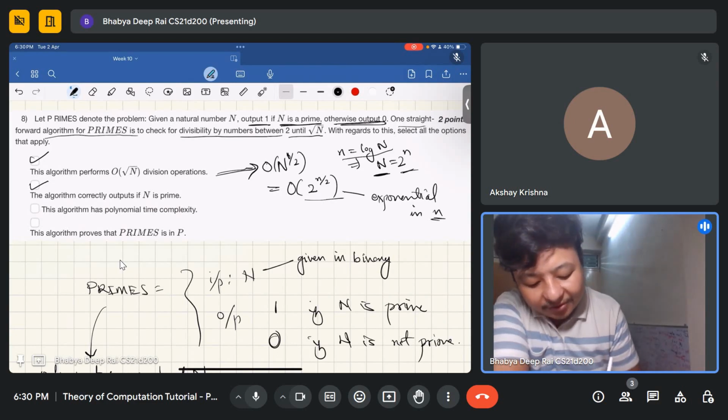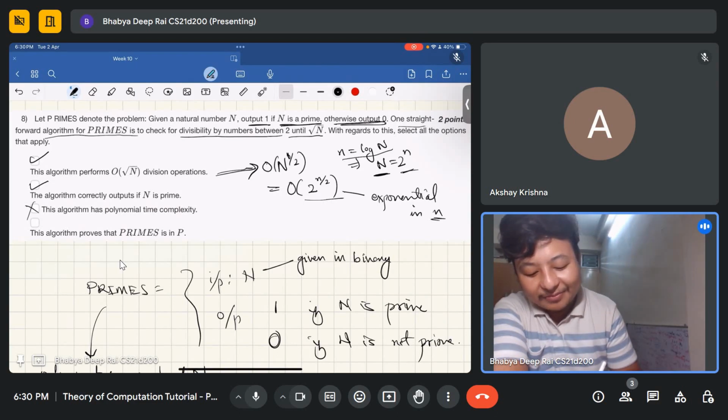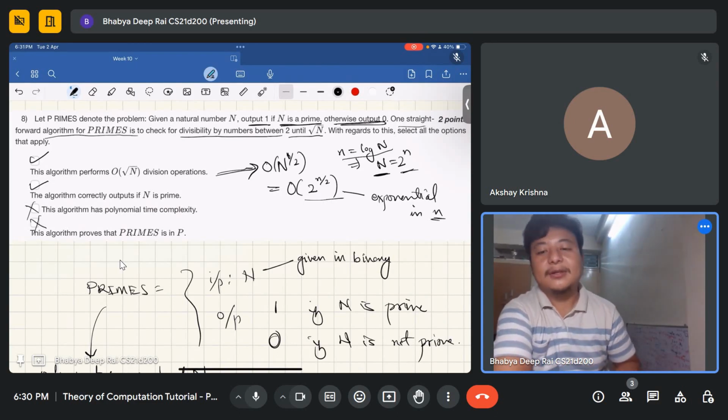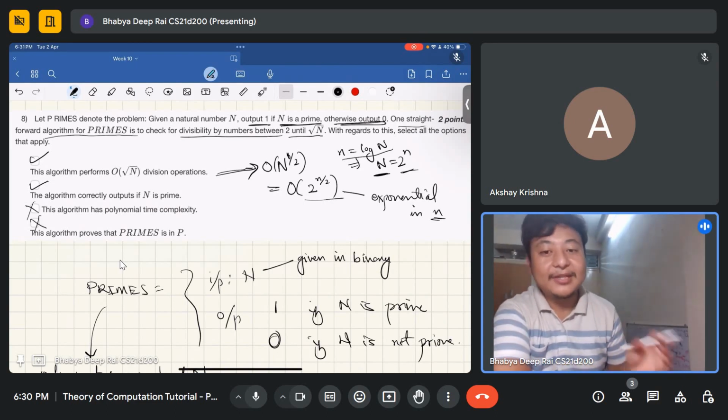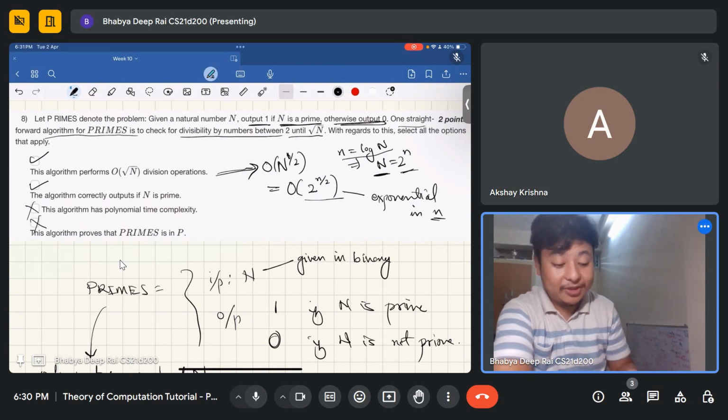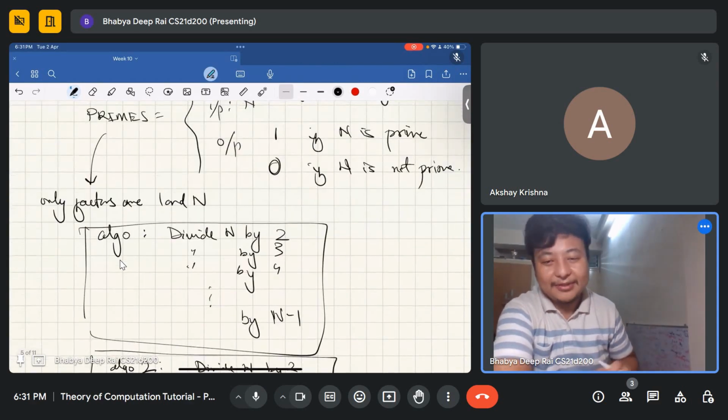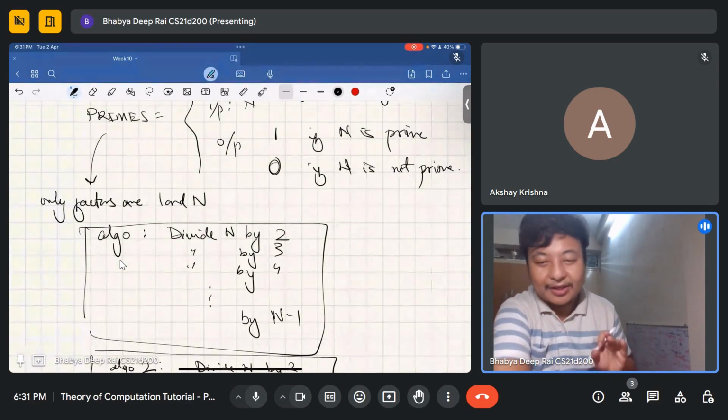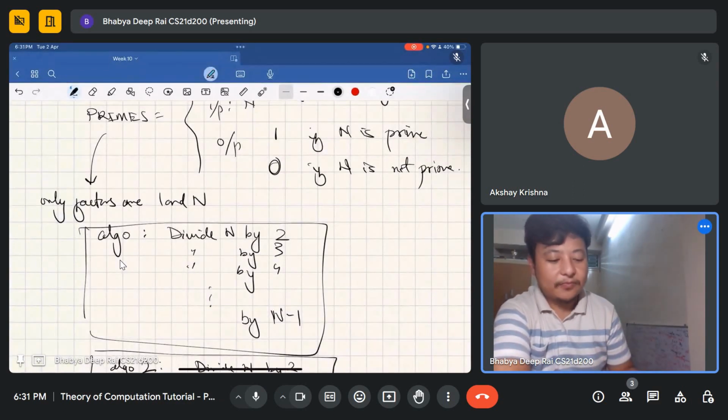So the claim that this algorithm has polynomial time complexity is clearly false. The claim that this algorithm proves that primes is in P is also false, because this algorithm is actually an exponential time algorithm, which looks like a polynomial time algorithm. This high school method looks like a polynomial time algorithm, but actually it's exponential time.